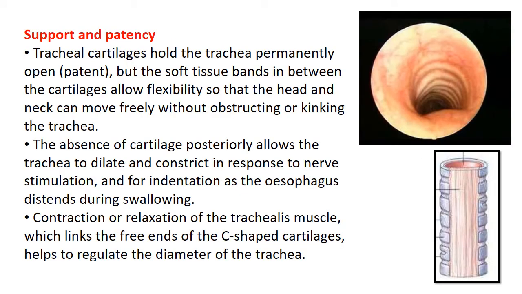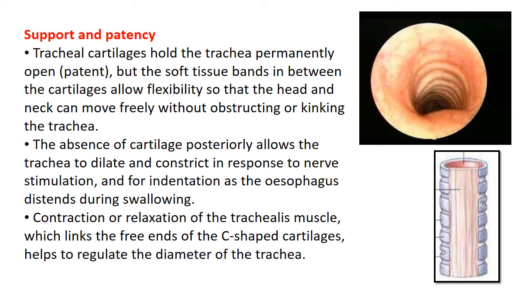Now the first function, support and patency. There is tracheal cartilage, or we can say C-shaped cartilage. It is very helpful and it holds the trachea permanently open. Also there is a soft tissue band in between the cartilages. It allows flexibility of the head and neck. So we can move our neck and head freely without any obstruction to the trachea.